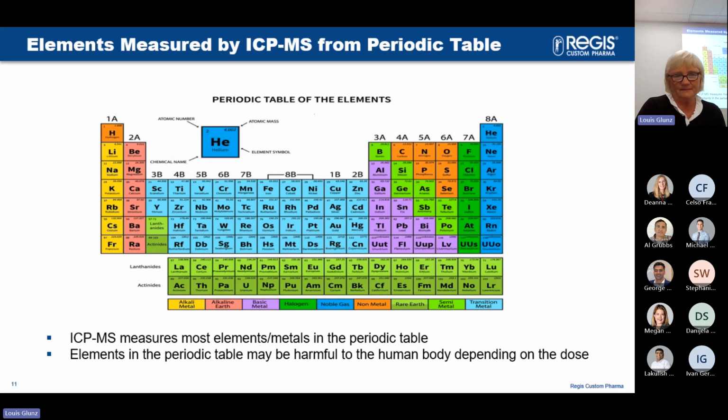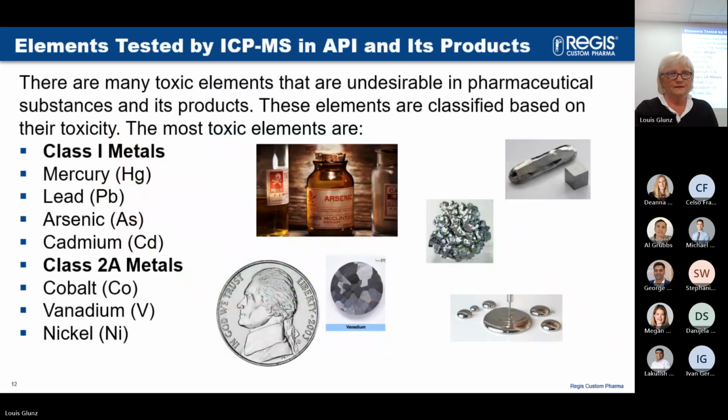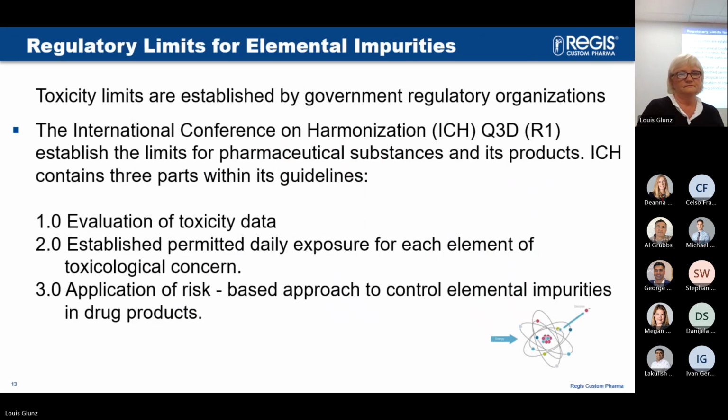So those elements that I'm showing in the periodic table can be very toxic to the human body. There are many of those elements that are toxic and are not desirable in pharmaceutical substances and their products. These elements are classified based on their toxicity. The most toxic elements are class one metals, and those are mercury, lead, arsenic, and cadmium. Class 2A is the next group, and that is cobalt, vanadium, and nickel.